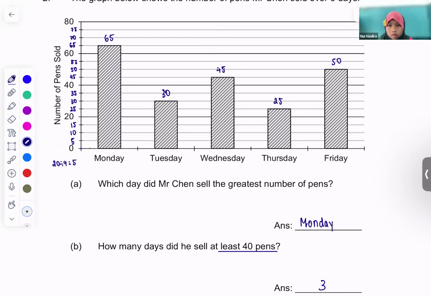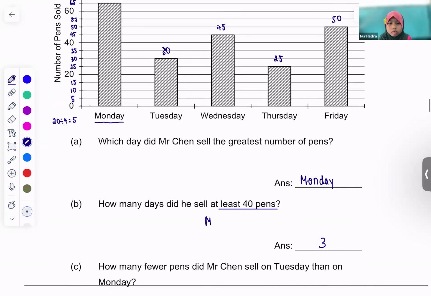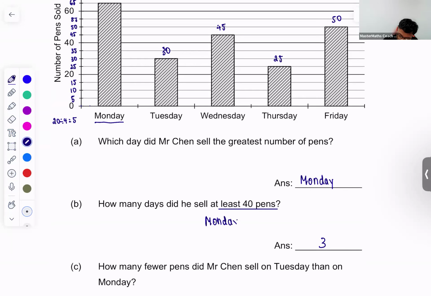Okay, let's look at Monday. Okay, Monday got 65, correct? Yes. Is 65 more than 40? Yes. Okay, so we put here Monday first.